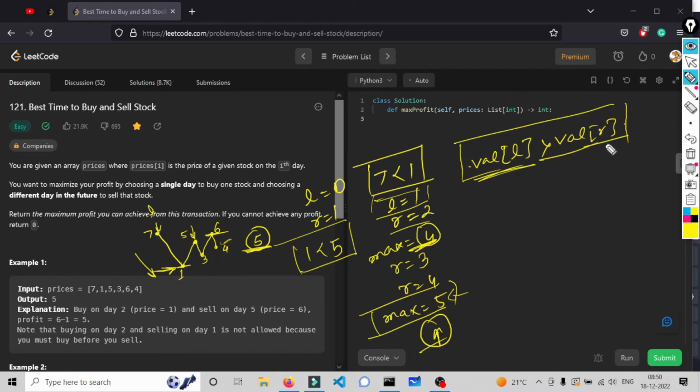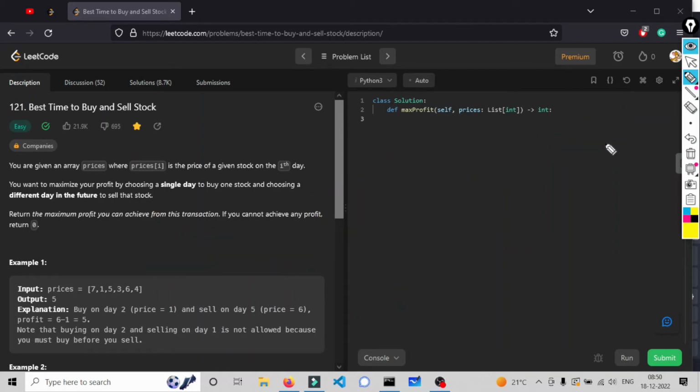Okay, so now let's move to the code. First, clear my screen. Now let's move to the code. First declare the variables left and right as 0 and 1, and max value as 0. We will run a while loop while right is less than the length of prices.